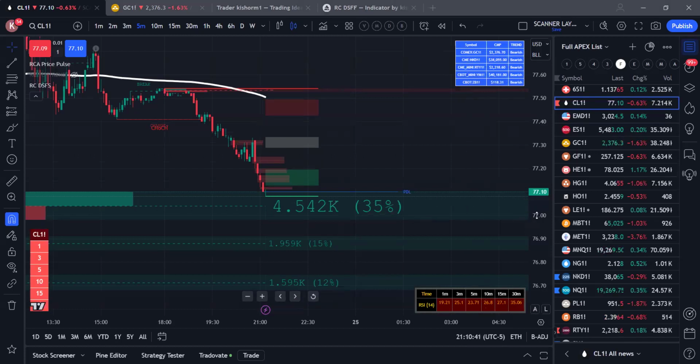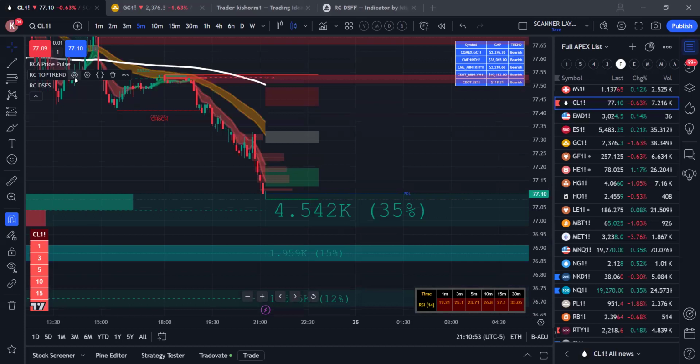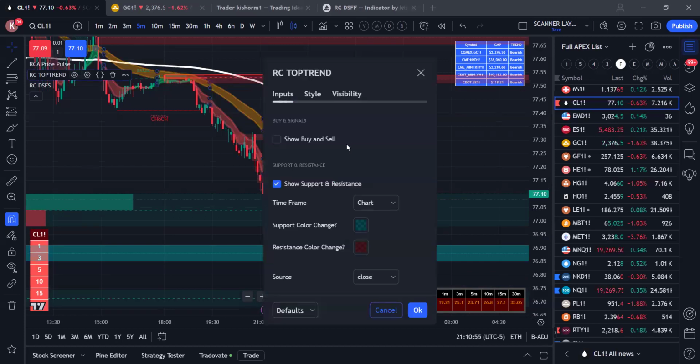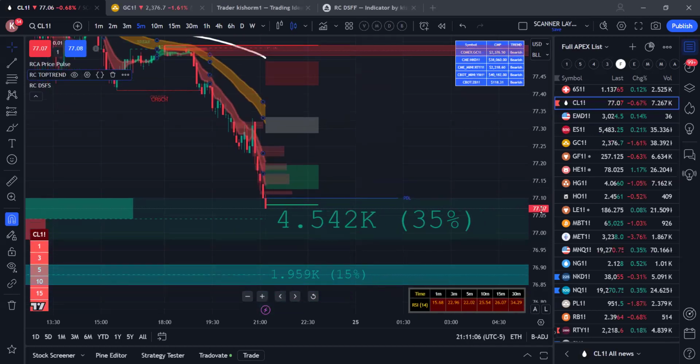If you want a signal, you can always use the top trend buy signal. You can go to top trend settings and select show buy and sell. Then whenever you receive a buy signal, you can enter a long position.